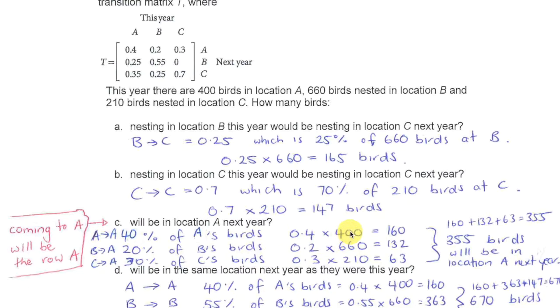Now we know that there are 400 birds in A, 660 initially in B, and 210 in C. So we just have to work out those various percentages, and you can see we get this number of birds. So 160 birds go from A to A, 132 birds go from B to A, and 63 birds go from C to A. So in total, there will be 355 birds that will be in location A next year.